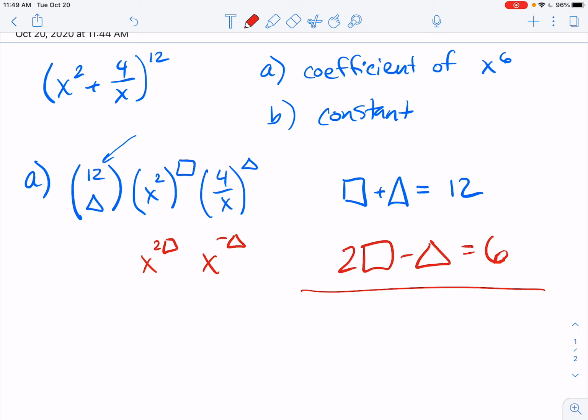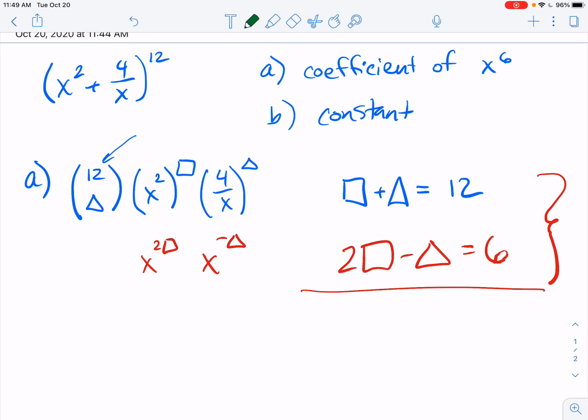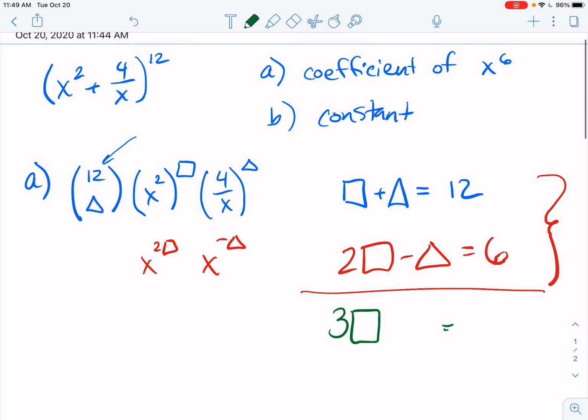Okay, so now here's my point. This is a little system. So now you're back in Algebra 1, and you have a box plus 2 box is 3 box, and a triangle minus a triangle, it's gone, and this adds up to 18, and so your box has to equal 6. That tells me that this box right here is 6, which means, well, the box and the triangle add up to 12, so this is also 6, and this is also 6.